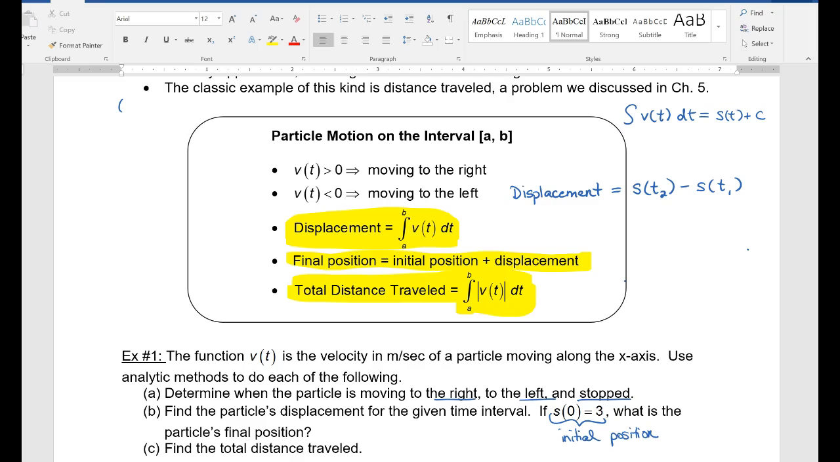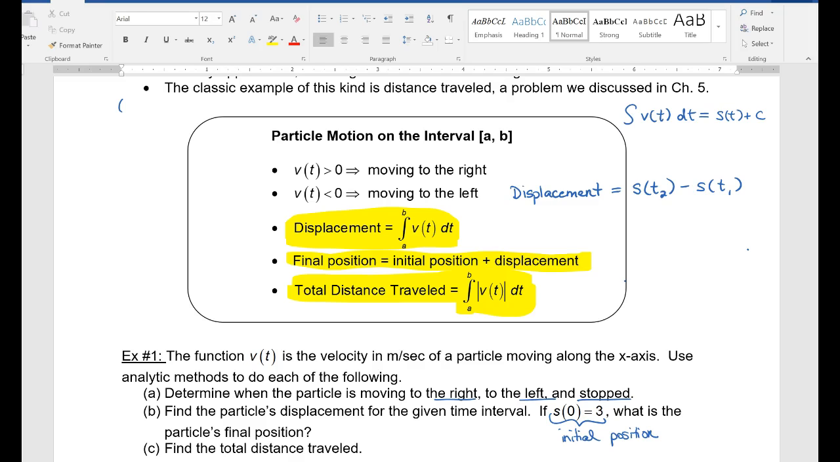Okay, so remember when we originally did displacement and when something was moving to the left or to the right, usually I would give you position and you would do the derivative, right? And then we would do the number line. So what's different about these problems, I'm giving you velocity. So you don't have to do the derivative. You go right to just setting up the number line for left, right, and when it stopped.